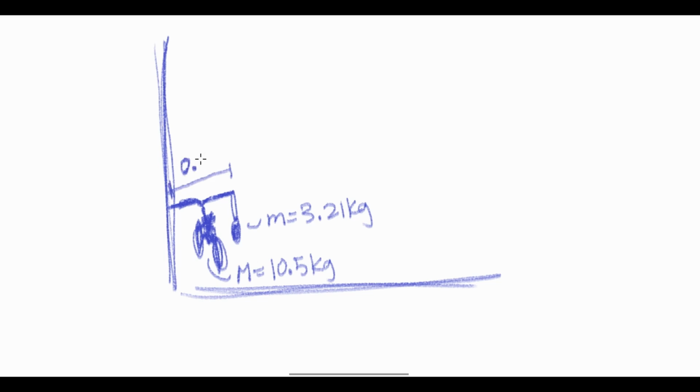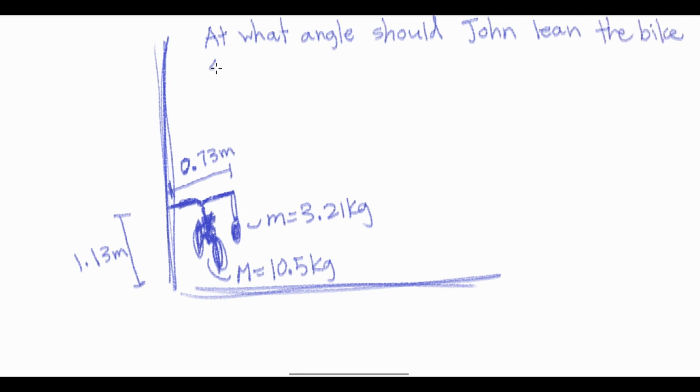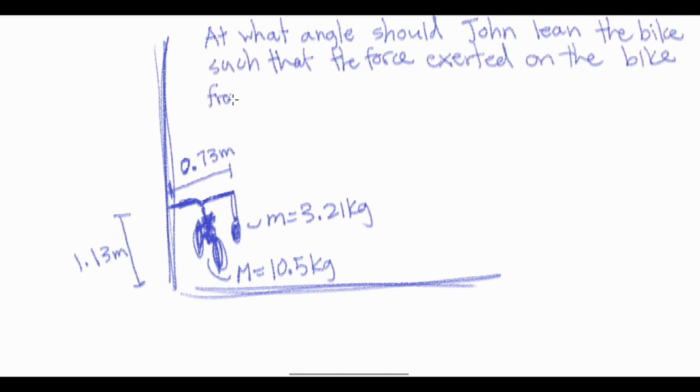Assuming the handles have a length of 0.73 meters, and the height of the bike is 1.13 meters, to protect John's bike handles, at what angle should John lean his bike such that the force exerted on the handles by the wall is 0 newtons? Assume the center of mass of the bike is halfway along its vertical axis, the bike is parallel to the wall, and that it rotates about its wheels.